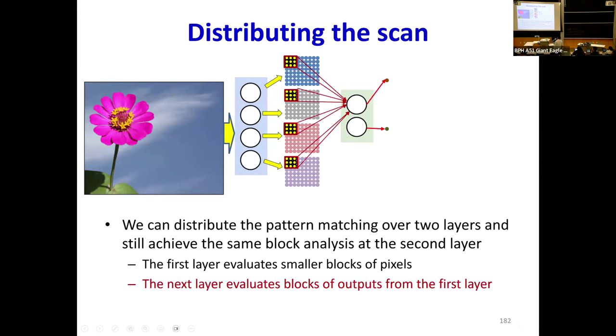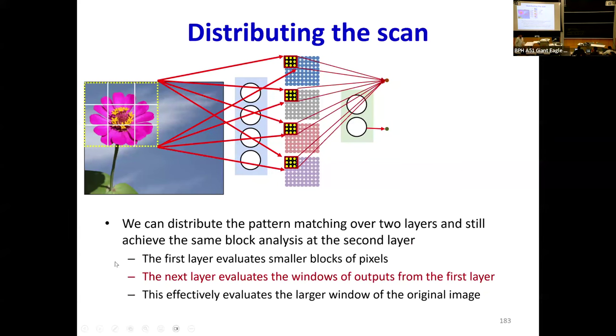So if I want the larger window, now the second layer neurons, because the first layer neurons' outputs have been arranged in the shape of a map of the input, can directly look at windows of outputs from the first layer neurons. And when the second layer neuron looks at this window of outputs, it's looking at all regions of the input that are represented by the values in this window, which would be the entire input window, right?